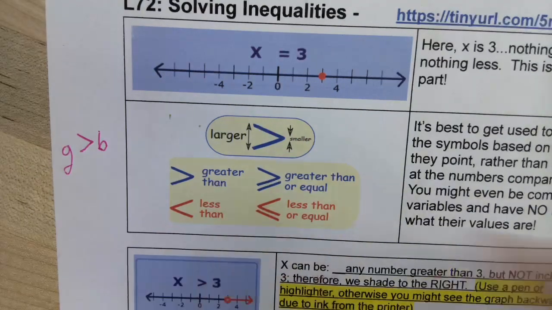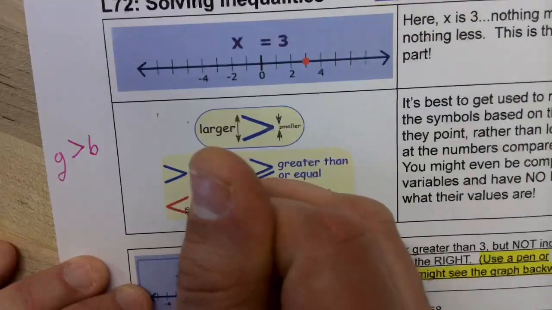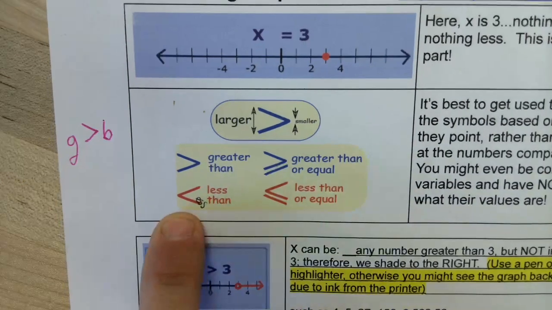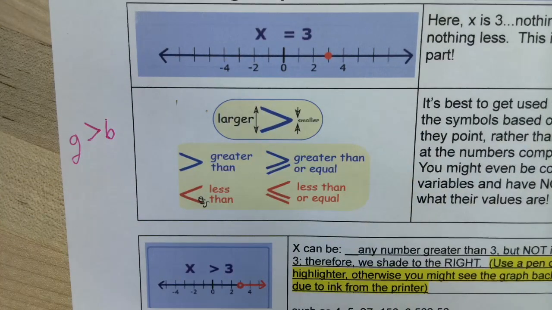Less than. I like to think, and I stole this, I didn't make this up, that this looks like an L to help you remember. You read that as less than. It just looks like the L. So you always read that as whatever's in front is less than whatever comes after because of the direction.